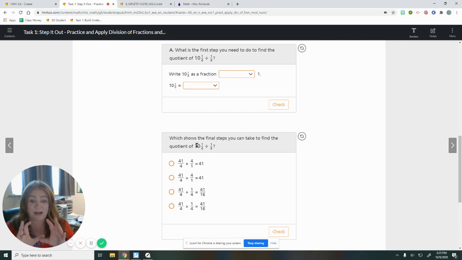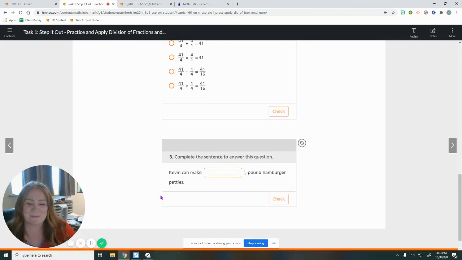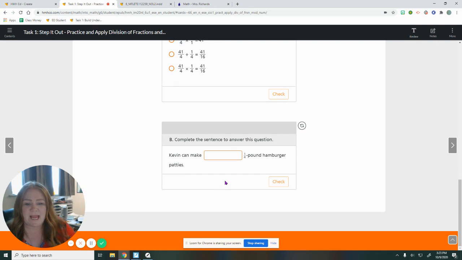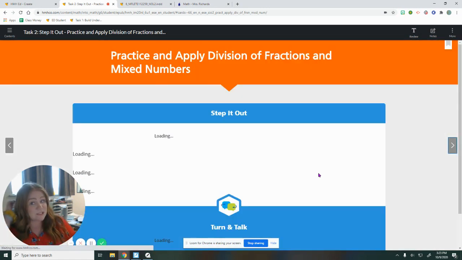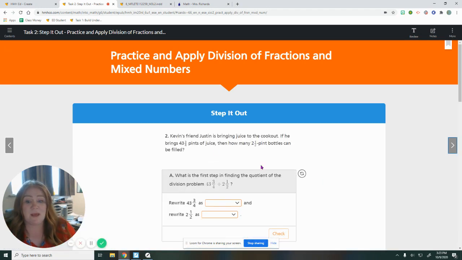So after you write it as a division problem, show me what the multiplication problem is going to look like and the answer there. Just go ahead and try that out. Getting ahead of myself here. Okay, then put it in a complete sentence. Kevin can make how many 1/4 pound hamburger patties? Okay, so let's go ahead and go to task 2 once you have finished that one.